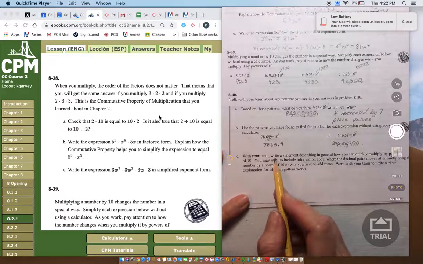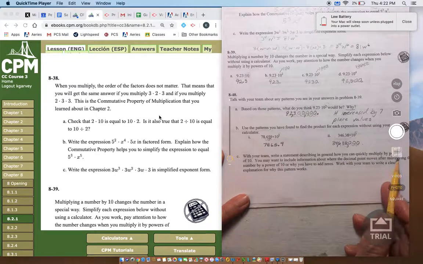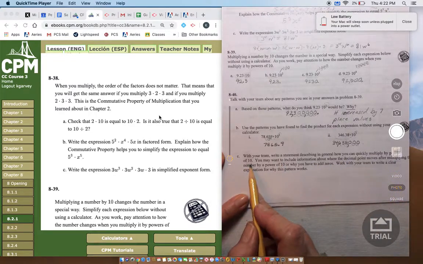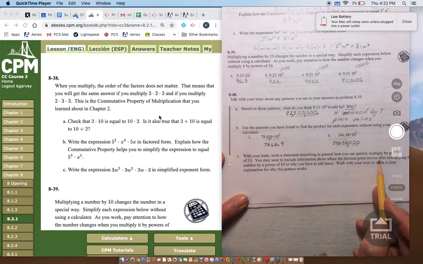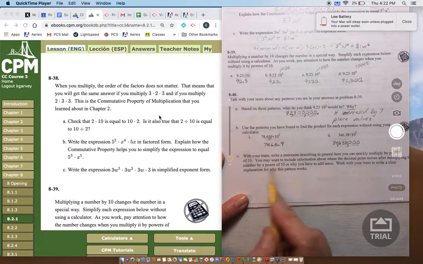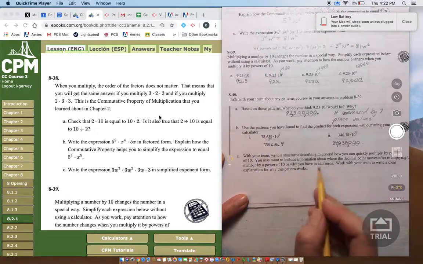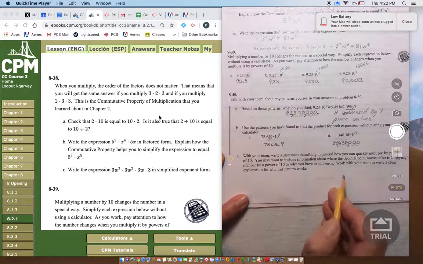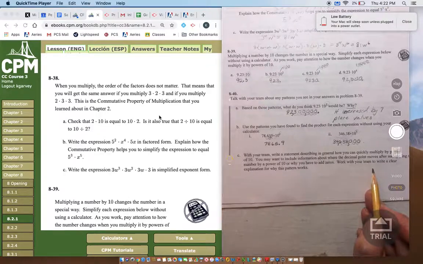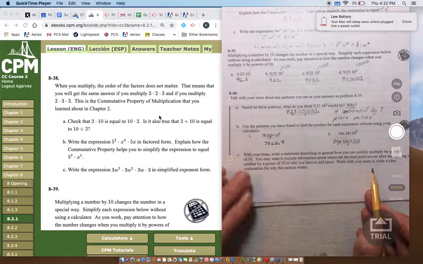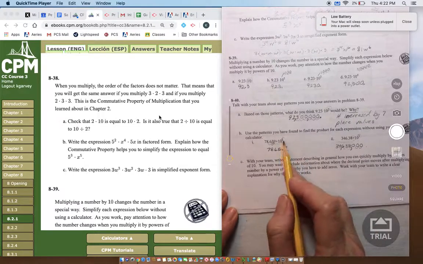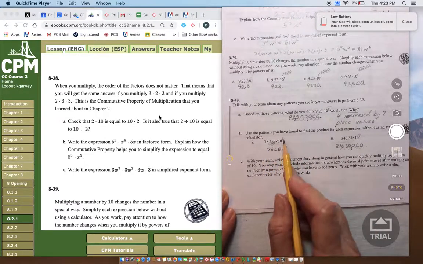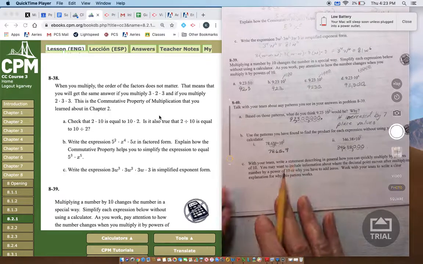All right, so we're supposed to write a statement here describing how we can quickly multiply by powers of 10. So we might want to include information about how the decimal point moves after multiplying it by a power of 10, and maybe why we have to add zeros. Okay, so why does this pattern work? Well, we know that each exponent increases our number by 1 place value. So that's one thing that we can write.